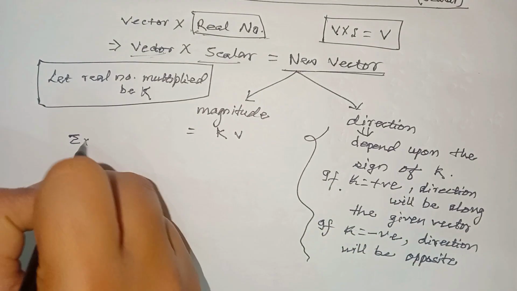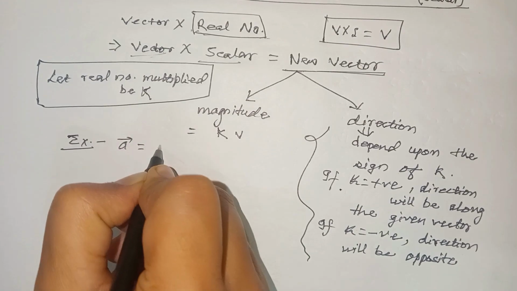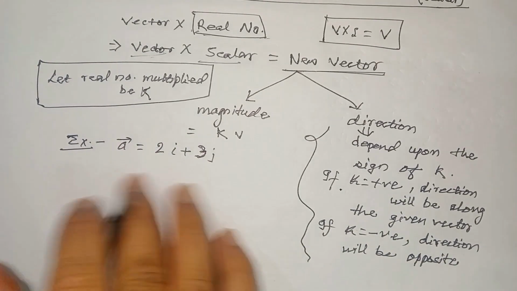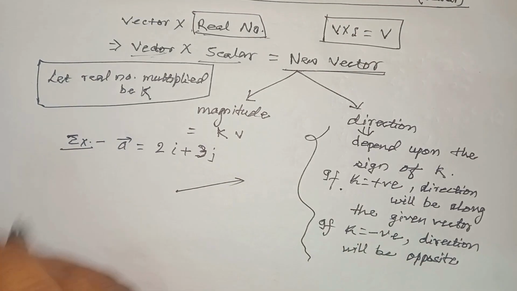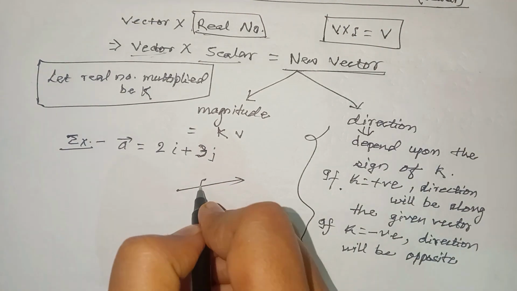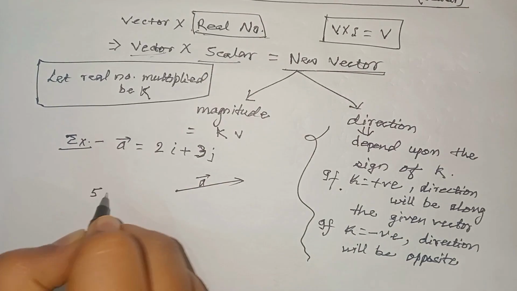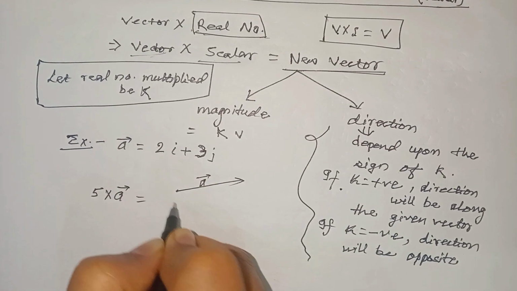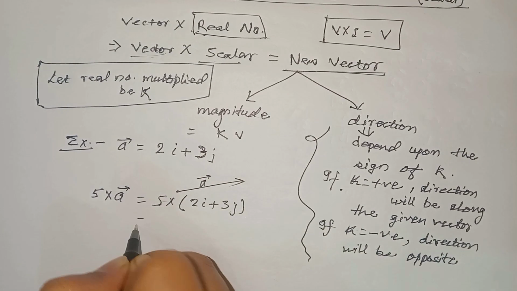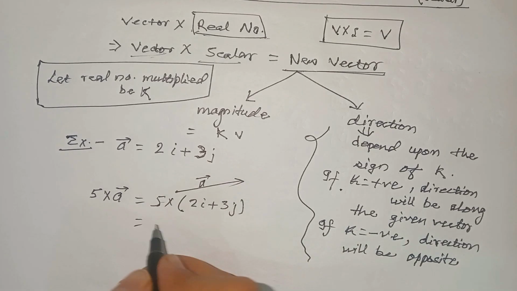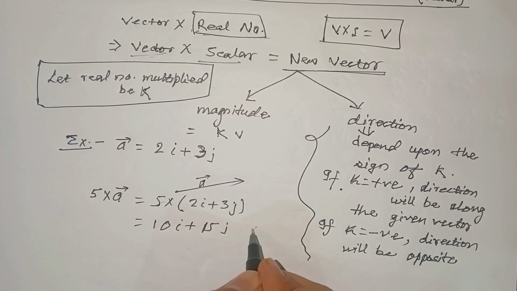Let us see an example. Let vector a be 2i plus 3j. Let its representation be somewhat like this. Then if we multiply by a scalar, suppose 5 into vector a, the new vector will be 5 into (2i plus 3j). Simply the distributive law is followed. According to the distributive law, it will be 10i plus 15j. This will be the new vector.